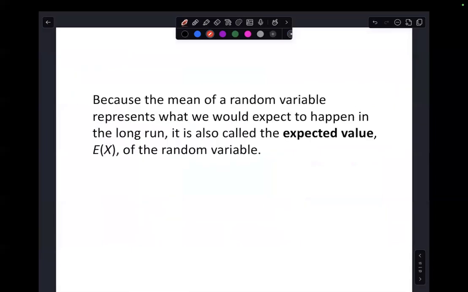All right, this is what I just said. Because the mean of the random variable represents what we expect to happen, it is called the expected value. We would expect our average to approach that. It's actually a very calculus-y thing. If you understand limits at all, as the number of trials approaches infinity, we would expect it to approach that value.